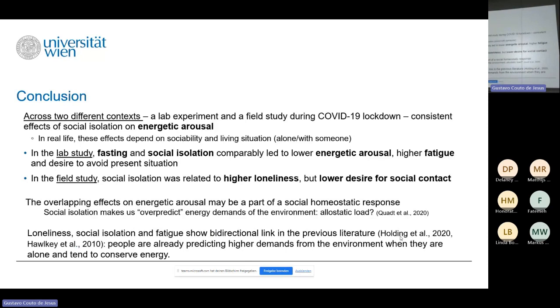It's also very interesting that social isolation, fatigue, and loneliness have a bidirectional link. And this is something that I think would be very, very important to look at in the future.